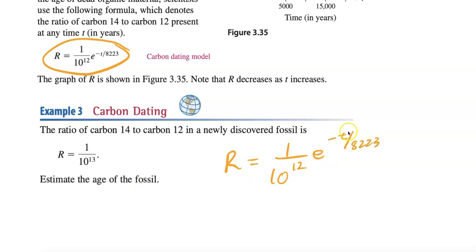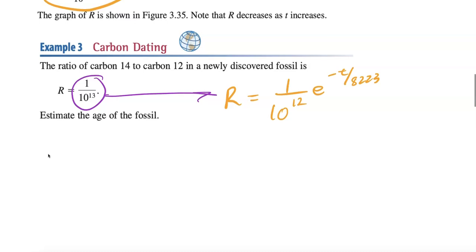Where T is time, if we're trying to figure out how old something is, we've got to figure out what T is. And R is the ratio of carbon. So in this problem, they tell us the ratio of carbon. That is our R. So we're going to go 1 over 10 to the 13th equals 1 over 10 to the 12th e to the negative T over 8223.